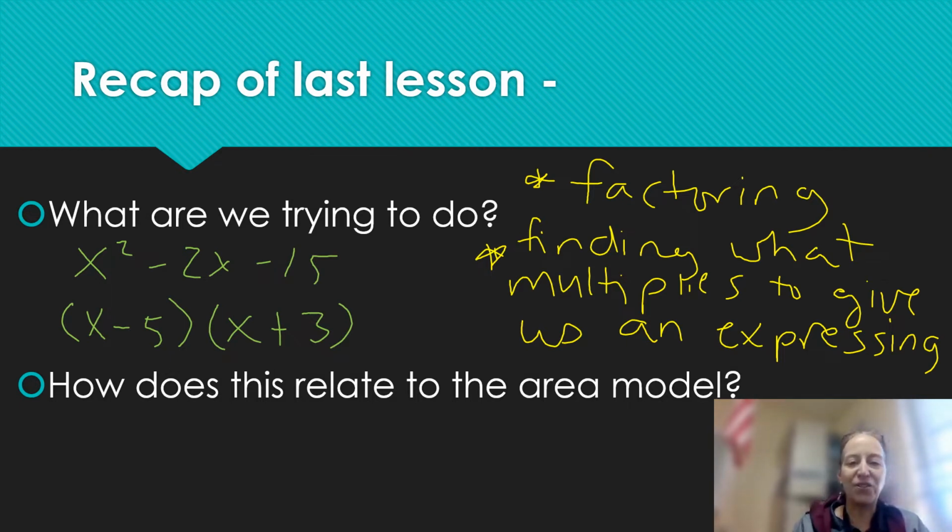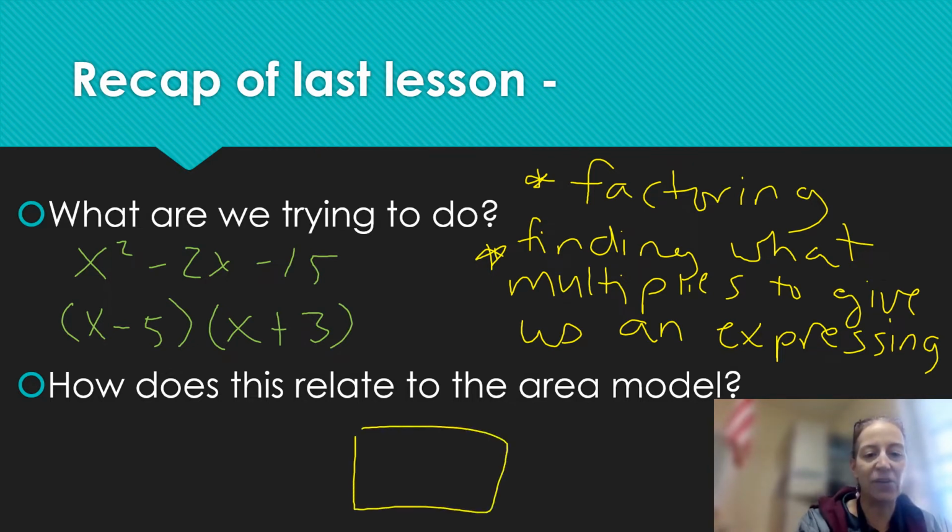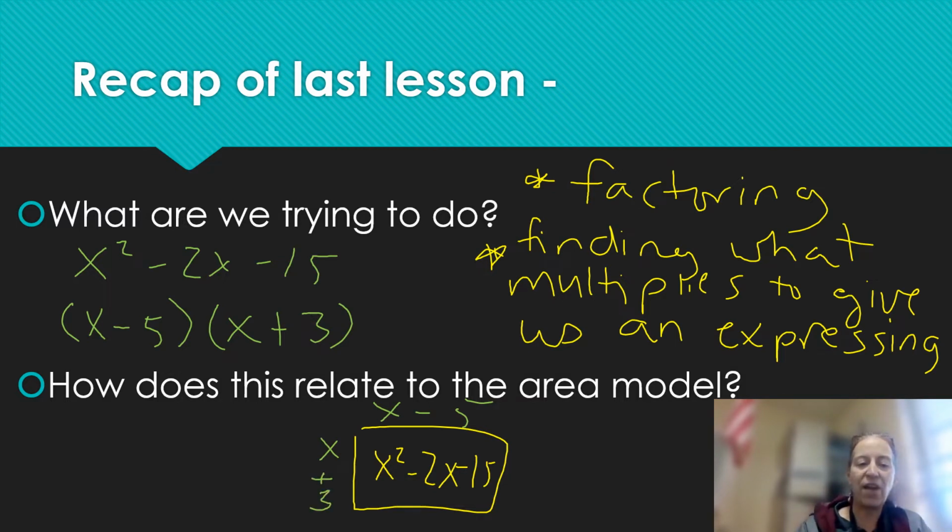Now, the model that we're using to visualize or lay out our factoring is something called an area model. And how factoring relates to the area model is like this, okay? The area is the x squared minus 2x minus 15. So you are given the area, and that x squared minus 2x minus 15 is broken up between these different rectangles, and we find the area of each one. And the factors would be the x minus 5 and the x plus 3. Okay, and so x minus 5 times x plus 3, the base times the height, would give us the area.